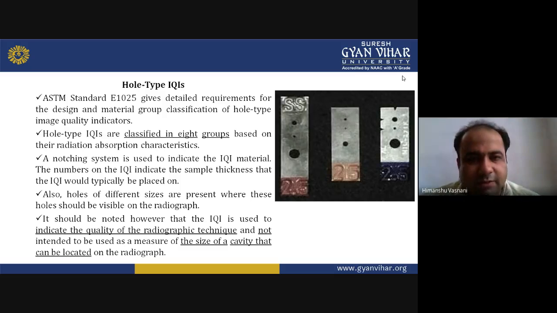Hole type IQI, hole type image quality indicators. Now ASTM standard E1025 gives detailed requirements for the design and material group classification of the hole type image quality indicators. The hole type IQIs are classified in 8 groups based on their radiation absorption characteristics. A notching system is used to indicate the IQI material.